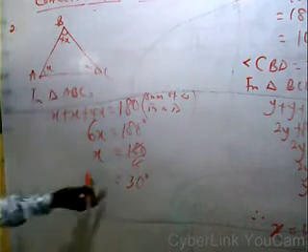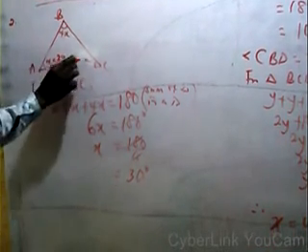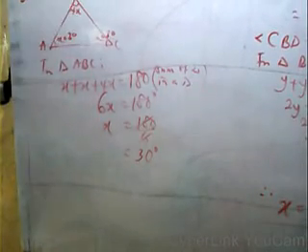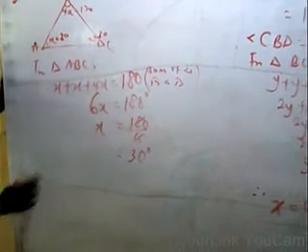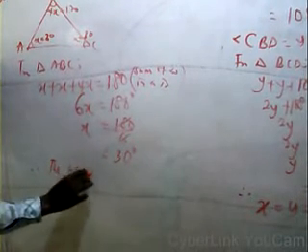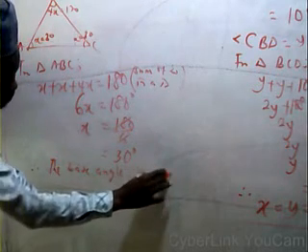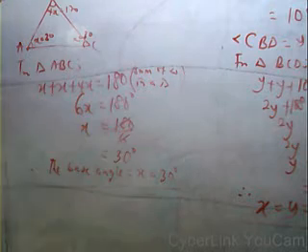So from that, if x is 30, then this one becomes 30 degrees, right? This one becomes 30 degrees. The one here becomes 4 multiplied by 30, that is 120. So from that, you can say therefore, the base angle equals 30 degrees. You are done for that question.